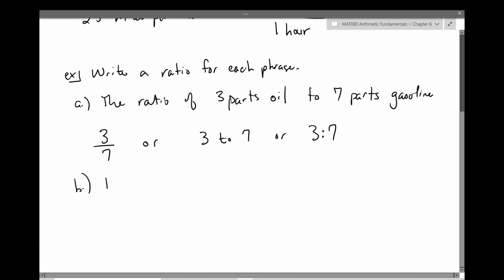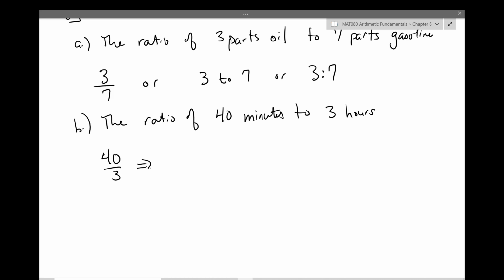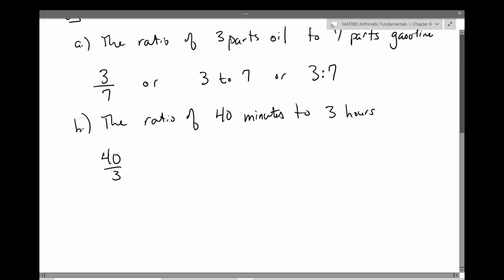So let's try one more. The ratio of 40 minutes to 3 hours. Okay? So this would look like this. I'll just use the fraction one. So it would be 40 over 3. Okay? And sometimes what you want to do is you always want to try to reduce this. So if we think about 40 over 3, there's really nothing we can reduce there, so it just stays 40 over 3. All right? So I guess I didn't need that there. Sorry about that. So let's move on.